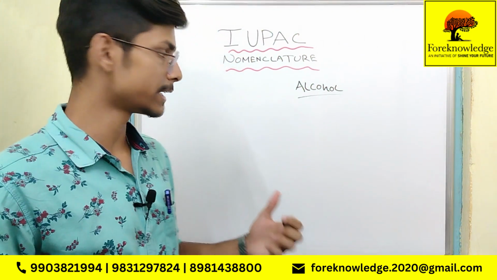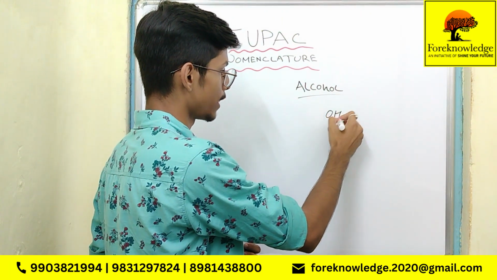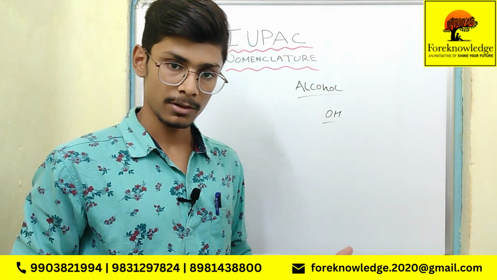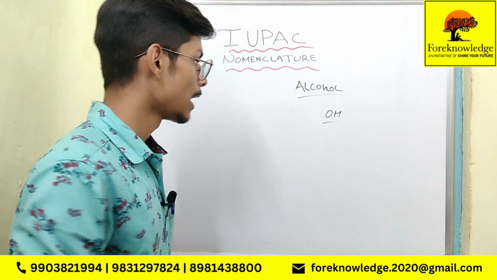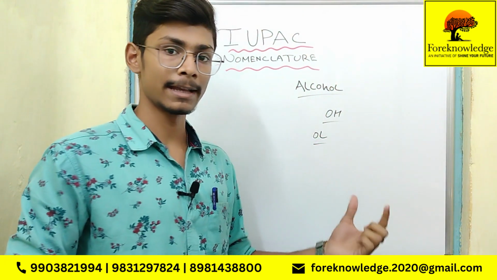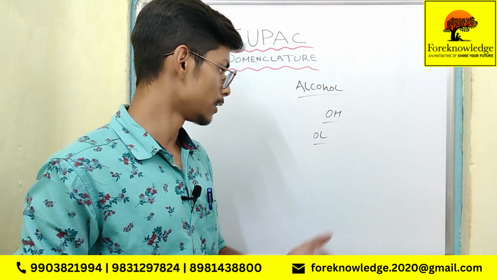So how do we identify an alcohol? Basically, when there is OH present in a chain structure or a compound, it is an alcohol compound. Okay, and we write "ol" at the end of the IUPAC name.